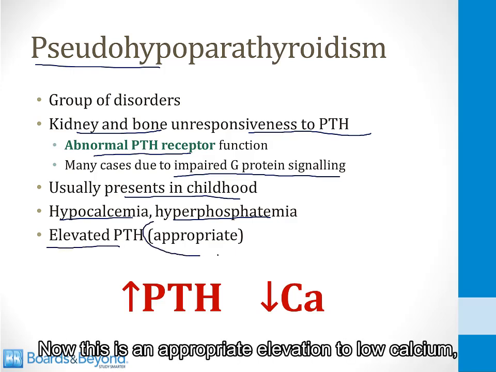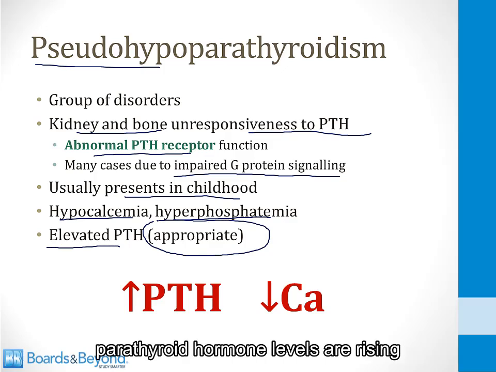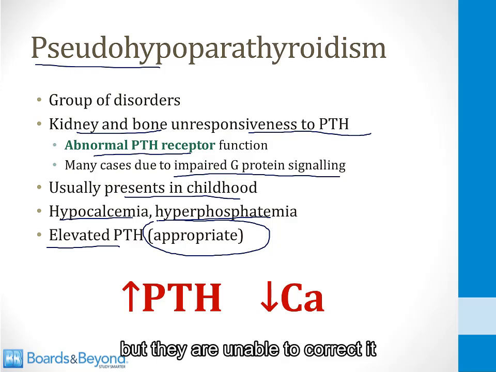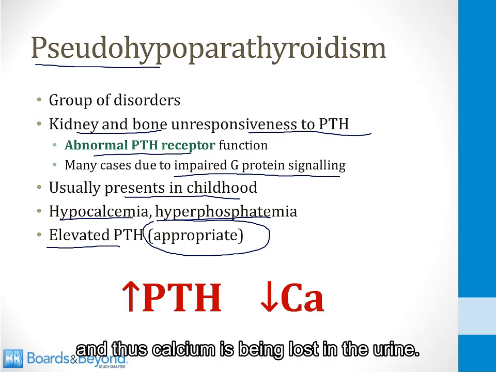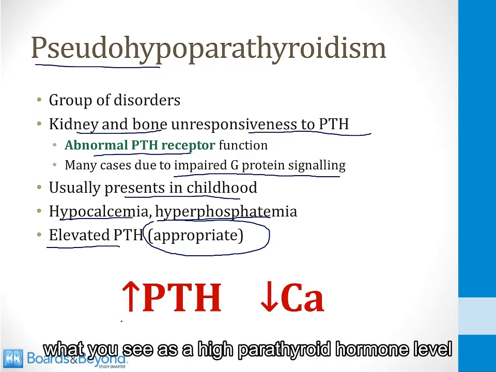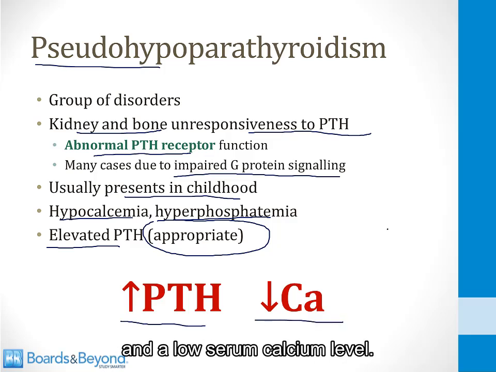Now, this is an appropriate elevation to low calcium. Parathyroid hormone levels are rising, trying to correct the hypocalcemia, but they are unable to correct it because the kidneys are unresponsive and thus calcium is being lost in the urine. Therefore, in serum testing, what you see is a high parathyroid hormone level and a low serum calcium level.